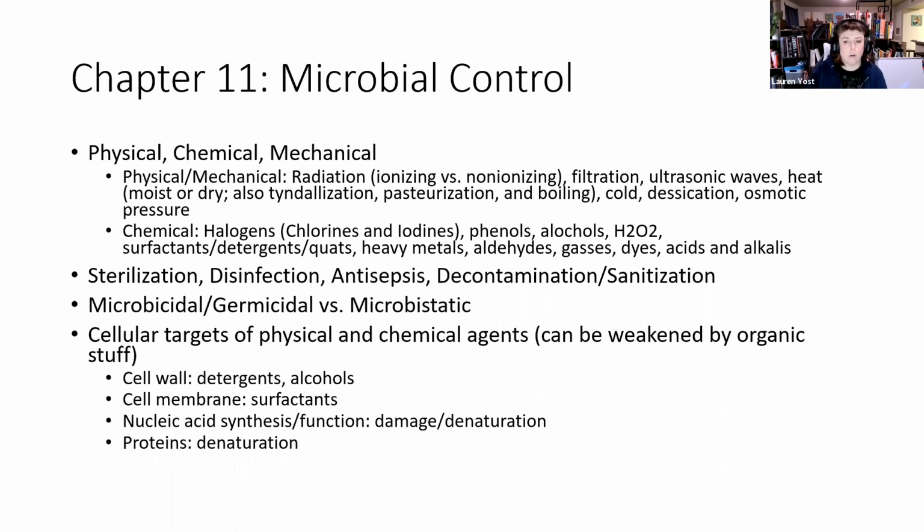the phenols, alcohols, which I misspelled. I apologize for that, but you know how to spell alcohol, hopefully. Hydrogen peroxide, surfactants, detergents, and quats, heavy metals, aldehydes, gases, dyes, acids, and alkalis. So that's our list of everything that we had talked about in the chapter, and we've separated it out now here, physical and mechanical versus the chemical.